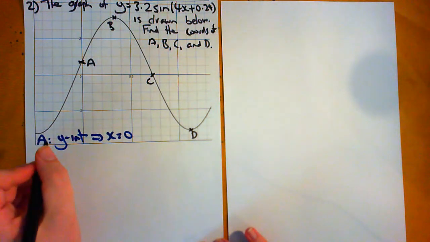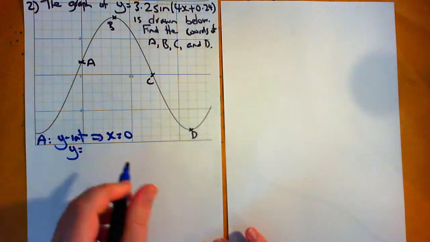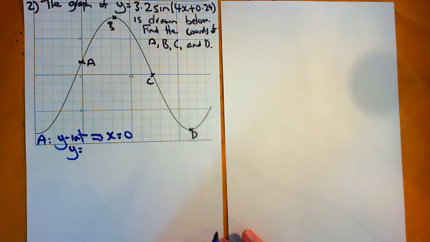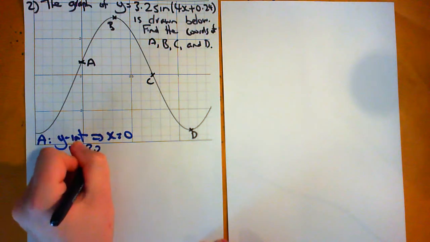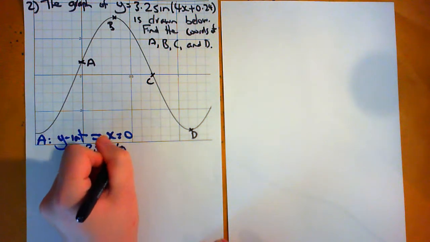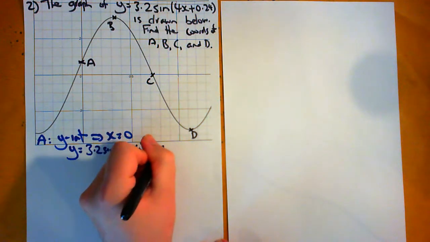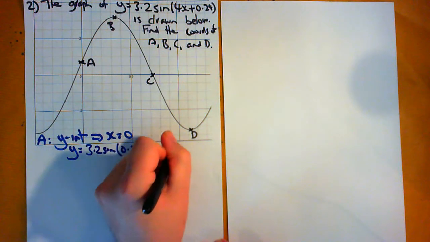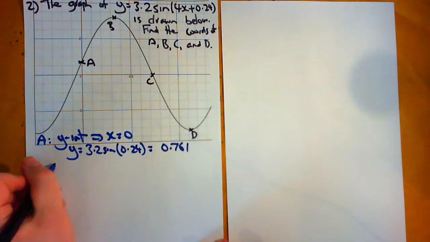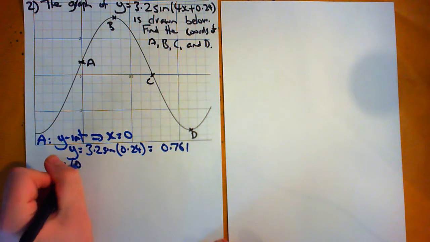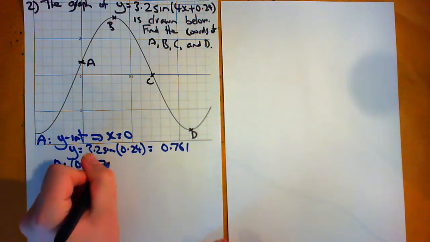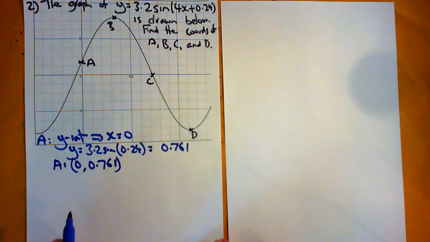So if x is 0, we can calculate what y is by substituting x equals 0 into 3.2 sine of 4x plus 0.24. The 4x is going to be 0 if x is 0, so that becomes 3.2 times the sine of 0.24, and we get an answer of 0.761. So therefore point A, x is 0 and y is 0.761. So we have the coordinates of point A.